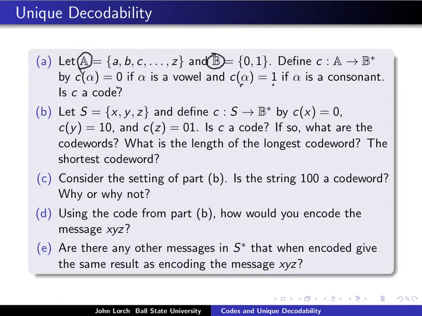Now remember that a code must be one-to-one on the domain alphabet. That is, this function C must be one-to-one in order for it to be a code. And unfortunately, this function is not one-to-one, right? Because there are two distinct elements in the domain, for instance, A and E, which are both vowels, that get sent to the same element in the codomain. So this function is not one-to-one, and therefore C is not a code.